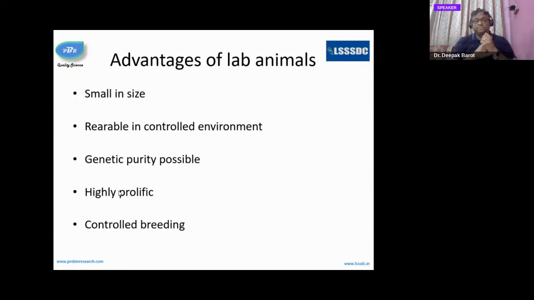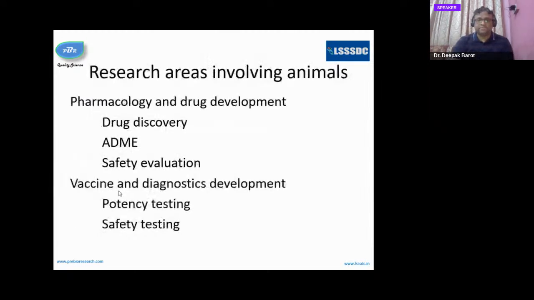Genetic purity is possible because their life cycle is shorter. You can do breedings and make sure that you get highly genetically pure animals. They're highly prolific, and even breeding can be controlled, right? You can plan experiments where you do breedings, because it's only 21 days of gestation period with 2 to 3 days of estrus. You can plan the mating and you can plan the breeding. So that's called controlled breeding. All these advantages are there if you use lab animals.